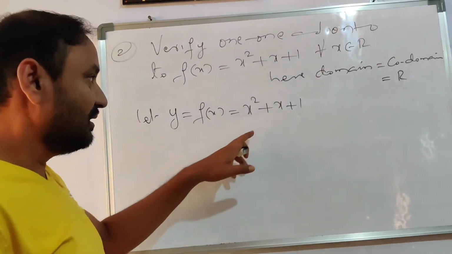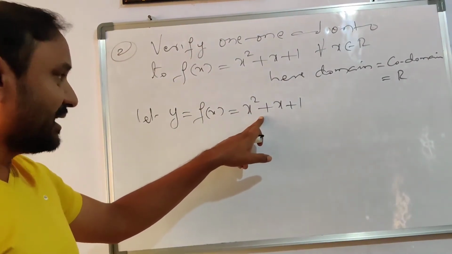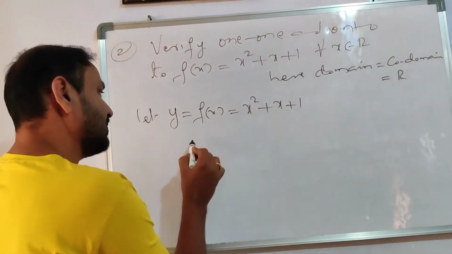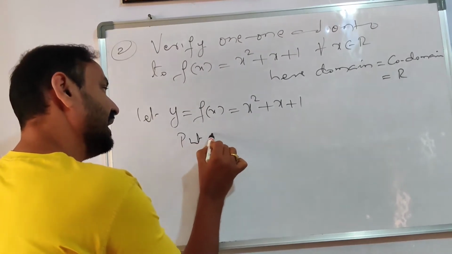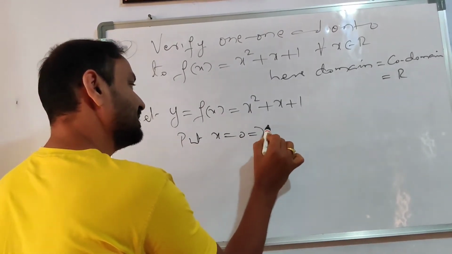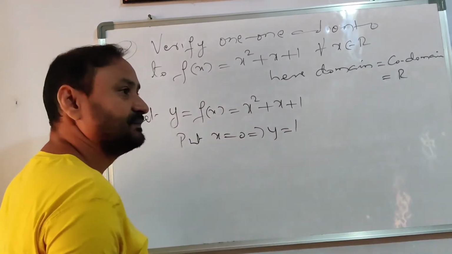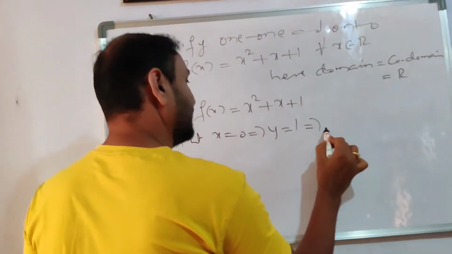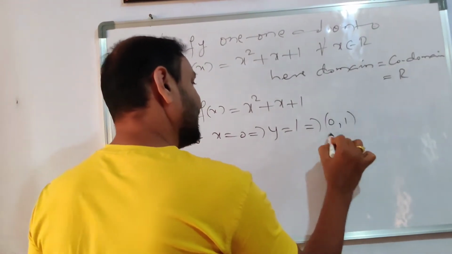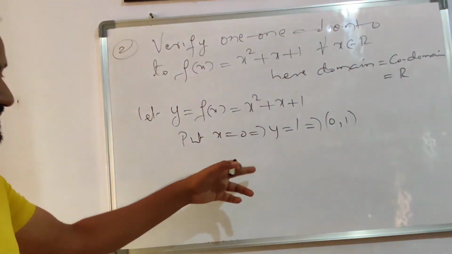For drawing the graph of the parabola, take first x equal to 0. Put x equal to 0, that implies y is equal to 1. So this is a point (0, 1), which means the graph is intersecting the y-axis at (0, 1).